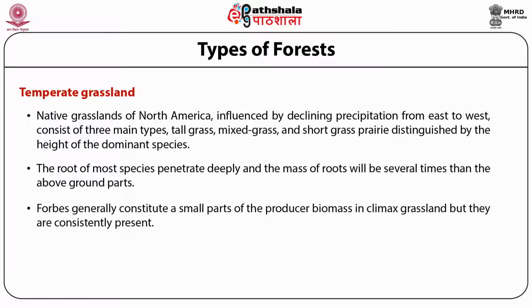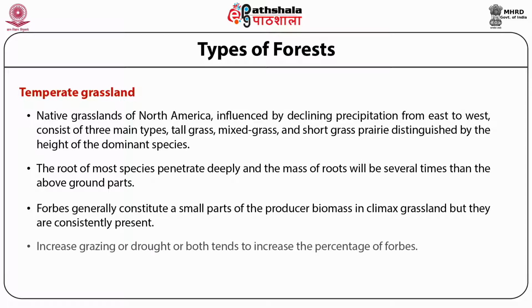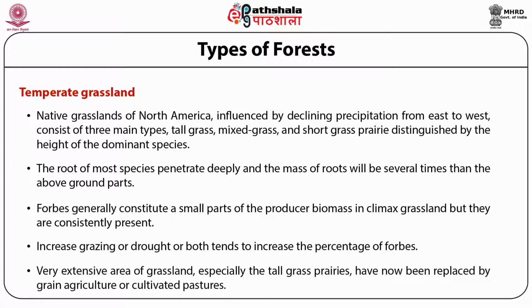Forbs generally constitute a small part of the producers' biomass in climax grasslands, but they are consistently present. Increased grazing or drought or both tend to increase the percentage of forbs. Very extensive areas of grassland, especially the tall grass prairies, have now been replaced by grain agriculture or cultivated pastures.